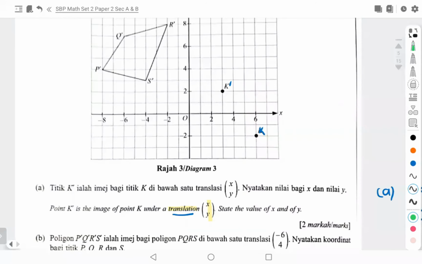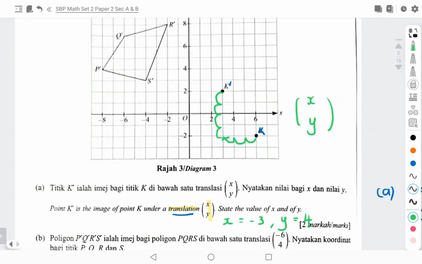So you move upwards. But before that, you move 3 units to the left. 1, 2, 3. Go up. 1, 2, 3, 4. So based on the column vector, X is left, right. If it's moving to the left side, then you have to add in a negative value. So X is -3 and Y moving upwards will be 4. Okay, that's your answer. X equal to -3, Y equal to 4.